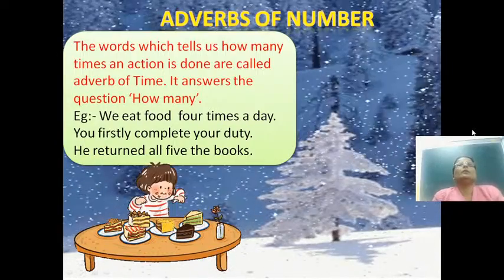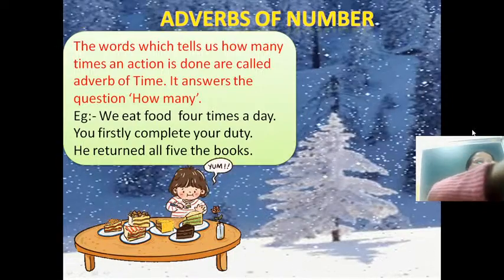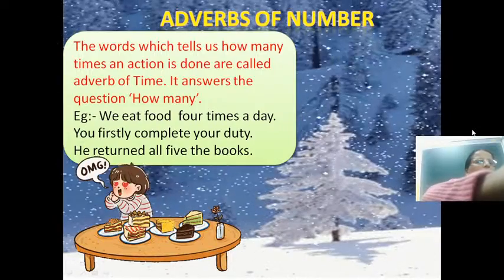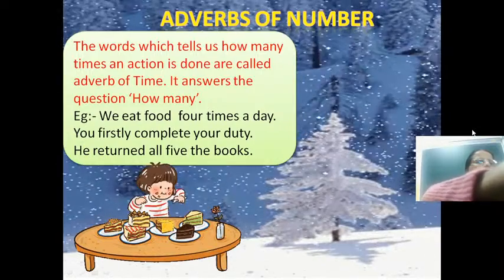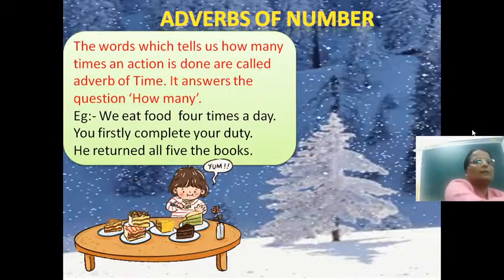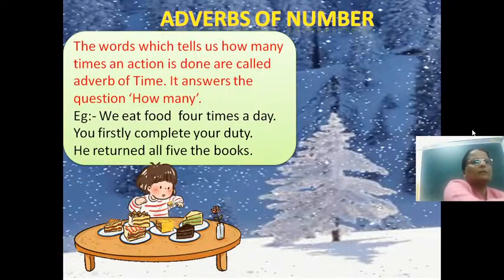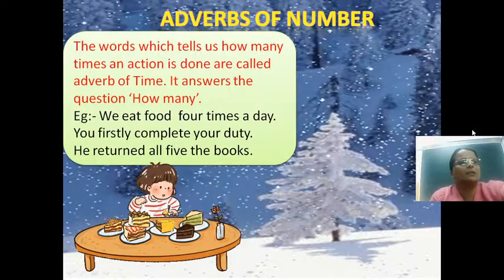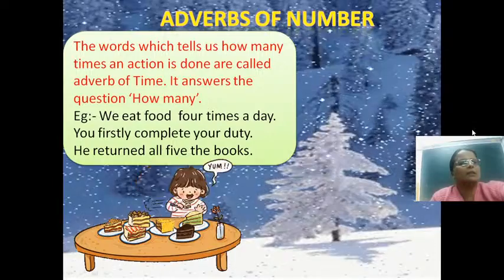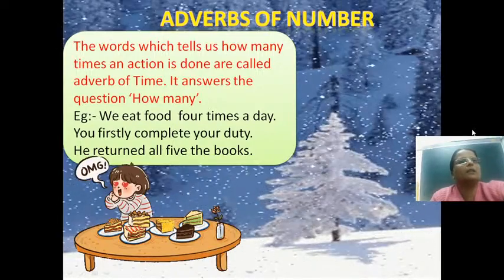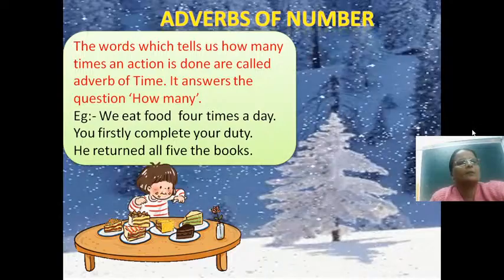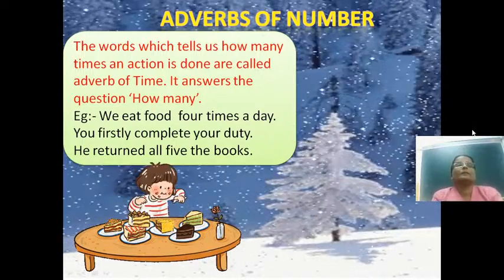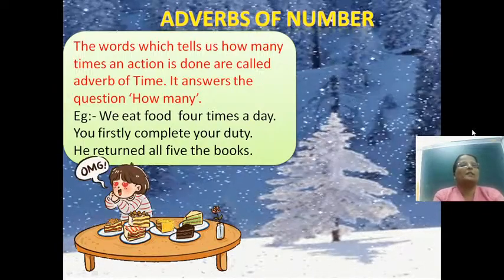So 5. He returned all the 5 books. Right. He returned all the 5 books. I got 17 answers. 17 answers only. 18, 19 answers. 20, 21, 22. So all are live, right? Nobody is away from the mobile.